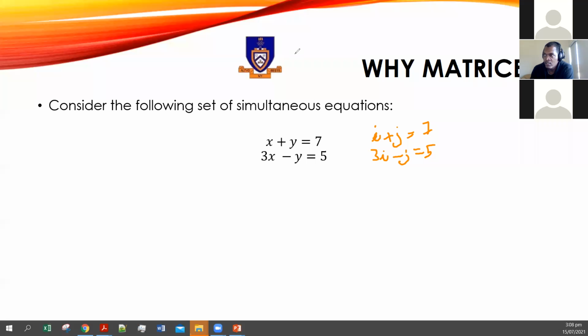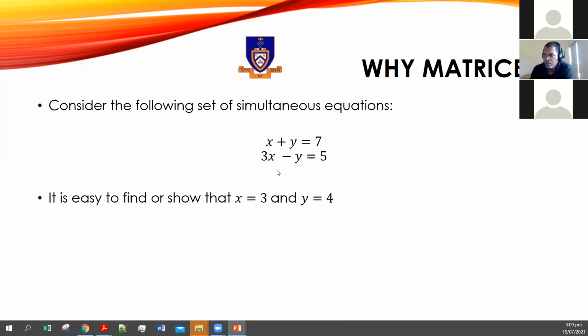So if you have a simultaneous equation like that, we can represent it in a matrix form, okay? It's easy to find or show that x equals 3 and y equals 4 in this case because of the 7. There are not so many numbers that, when you add them, give you a 7, right? And that's 3 and 4, or 1 and 6, or 5 and 2, and you can quickly solve it yourself, right? And that's one way of looking at it. You can solve it quickly.